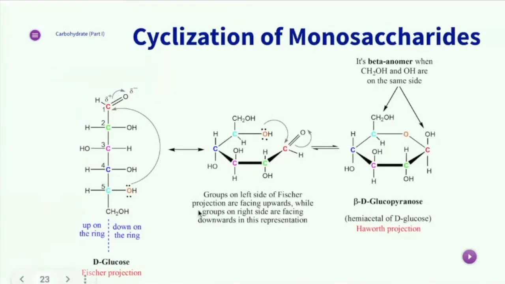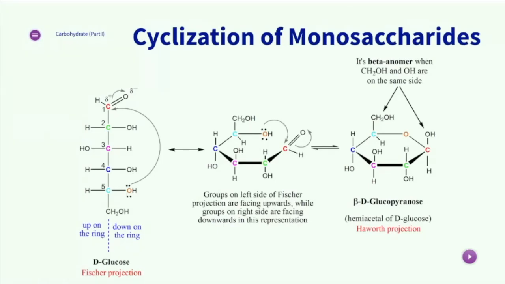So let's see how glucose transforms from a linear open chain to a ring structure. So this is a D-glucose. D because the hydroxy is placed on the right. Okay, glucose because it has six carbon atoms: 1, 2, 3, 4, 5, 6. Okay, so this is the structure of glucose in Fischer projection.